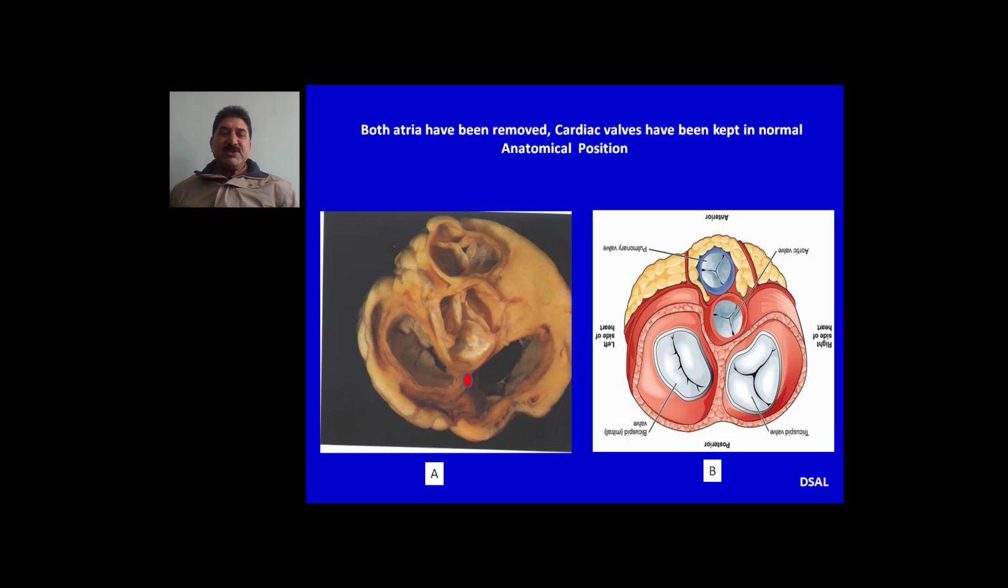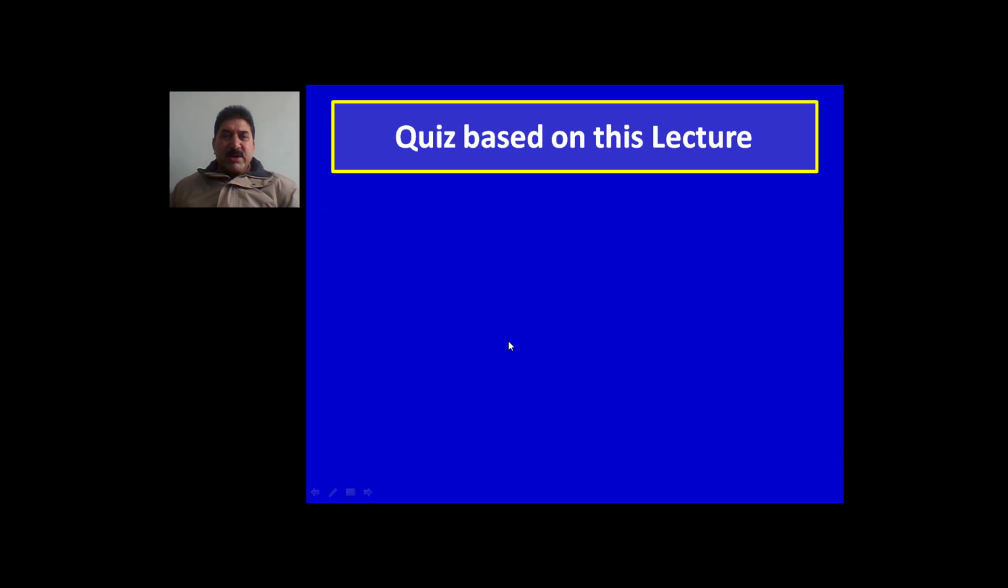In this wet specimen, which is on the right side, you can see both atria have been removed. Cardiac valves have been kept in normal anatomical position. In this slide, on the right side, you can see the four valves of the heart after removal of the atria and keeping this wet specimen in normal anatomical position. M represents the mitral valve, T represents the tricuspid valve, A is the aortic valve, and now if we concentrate on this specimen, there is a triangular area between the anteriorly placed aortic valve and the posteriorly placed mitral and tricuspid valves. In this, the red dotted area represents the central fibrous body of the heart.